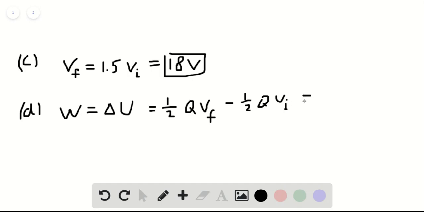So plugging all those values into this expression, we find that this is equal to 1.9 times 10 to the minus 10. And the units here are the units of work, so it's joules. And we can box that in as a solution.